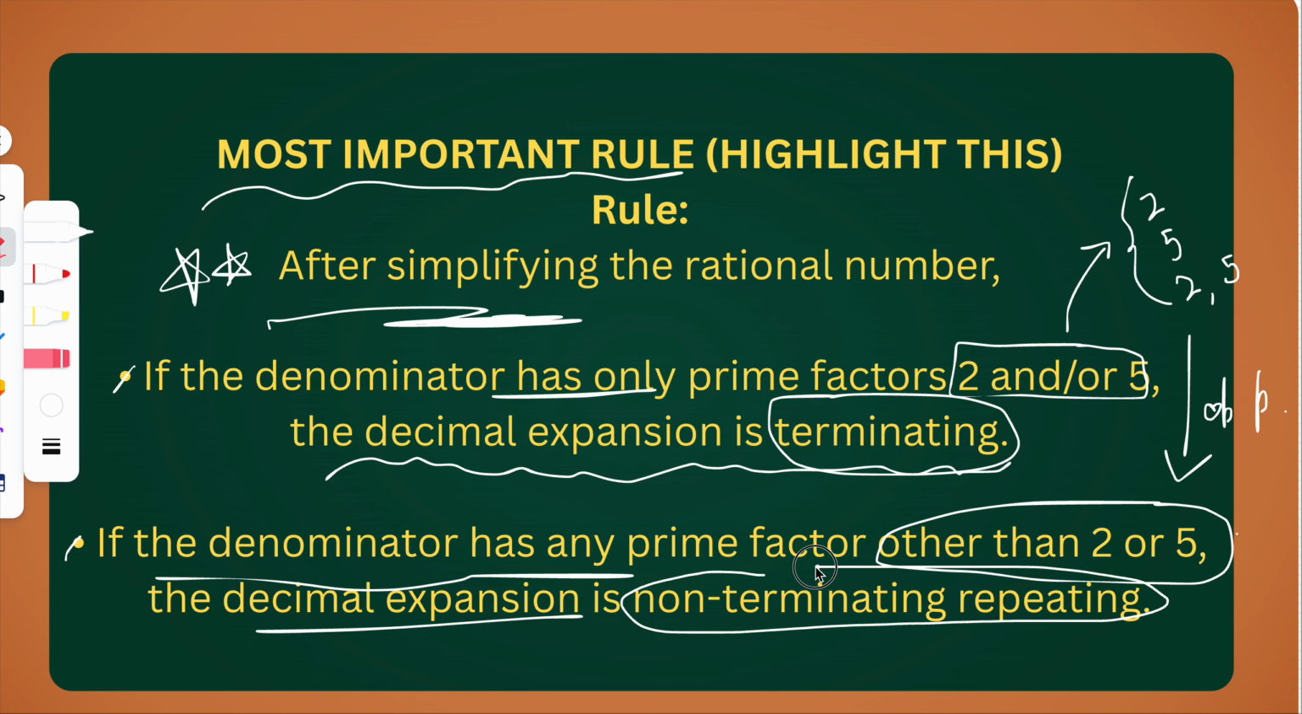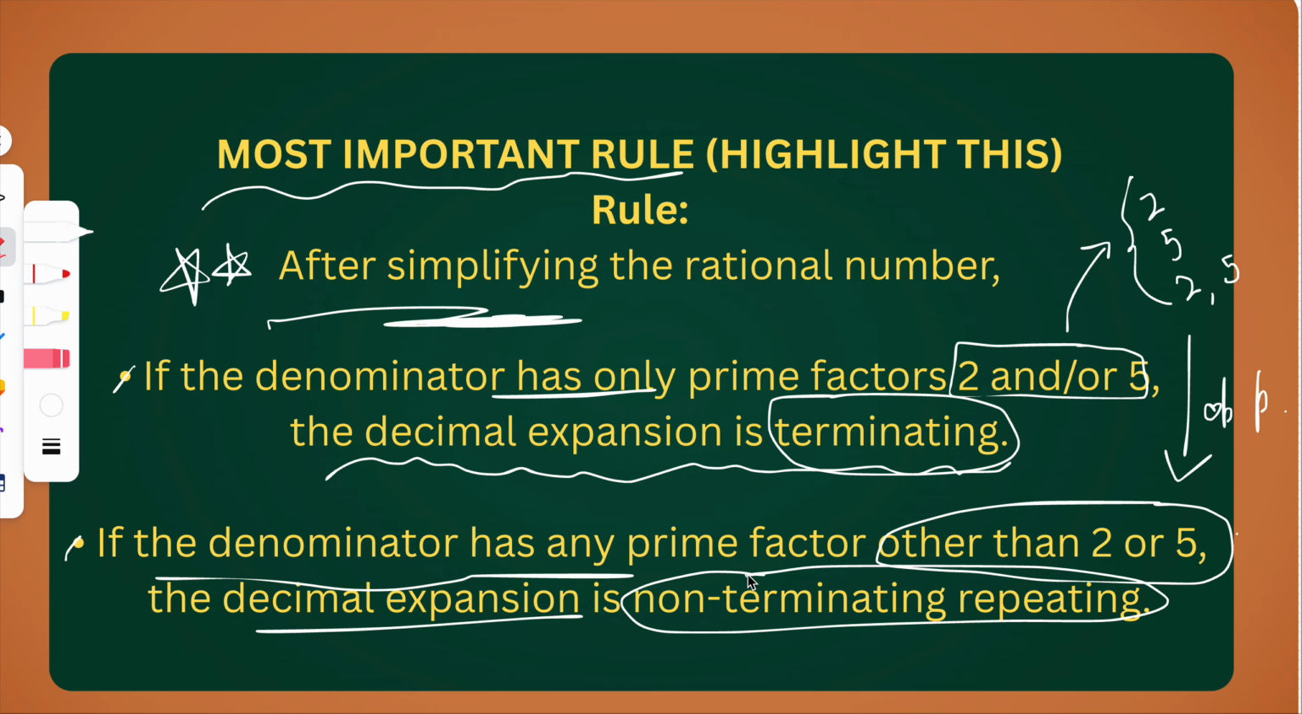नॉन टर्मिनेटिंग रिपीटिंग डेसिमल एक्सपेंशन। गॉट इट? सो इसमें आपको क्या समझना है? इसमें बेसिकली अगर हमको कोई भी नंबर दिया हो, पहले हमको उसको सिंप्लीफाई करना पड़े टू द लोएस्ट टर्म। आफ्टर सिंप्लीफाइंग टू द लोएस्ट टर्म, then you need to check for the denominator. If the denominator has only prime factors 2 and or 5, basically 2 हो, 5 हो, या 2 और 5 दोनों हो, so तब उसका डेसिमल एक्सपेंशन क्या होगा?